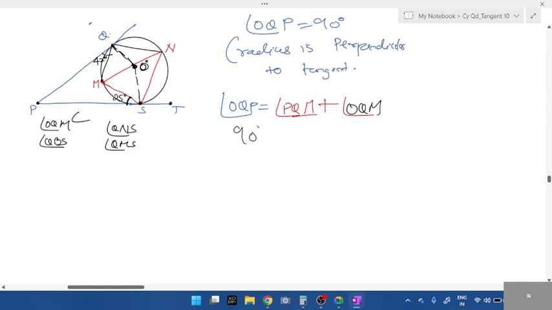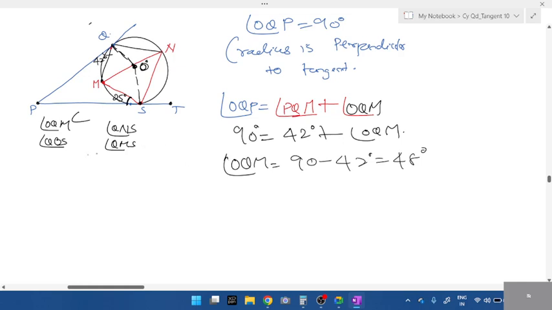Angle OQP, which is 90, is equal to PQM, which is 42 degrees, plus angle OQM. 42 will go to the other side. You can directly write angle OQM is equal to 90 minus 42, that is equal to 48 degrees. First one is done. Second, QNS.